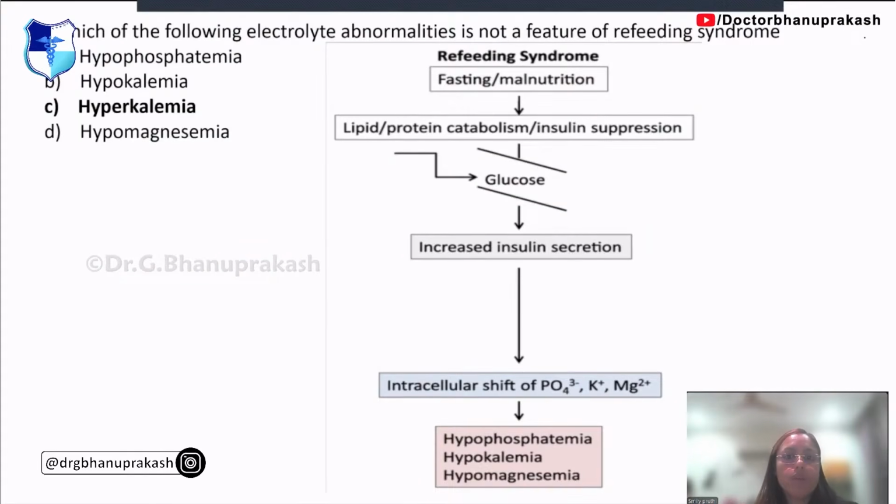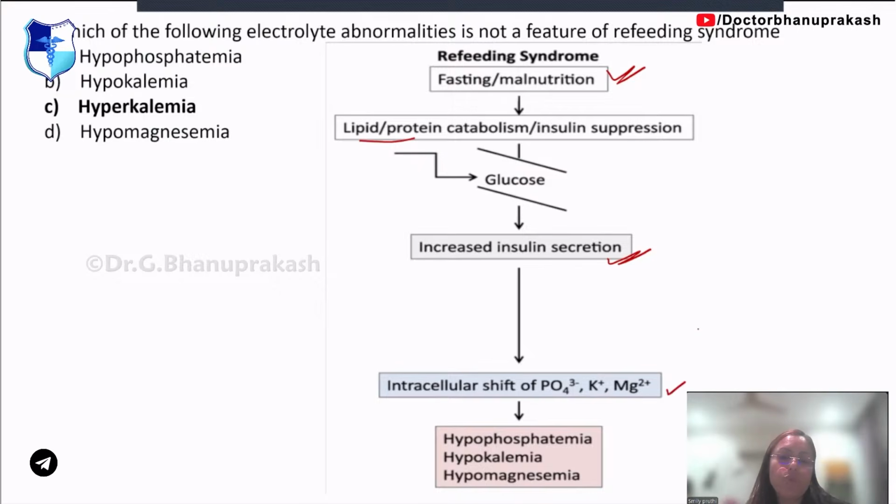Okay, next question. Refeeding syndrome. What is refeeding syndrome? In fasting or malnutrition, lipid and protein catabolism occurs and insulin is suppressed. So when glucose is given, there's increased insulin secretion. There's an intracellular shift of phosphate, potassium, and magnesium, leading to hypophosphatemia, hypokalemia, and hypomagnesemia. Phosphate, potassium, and magnesium decrease because they shift into the cell.